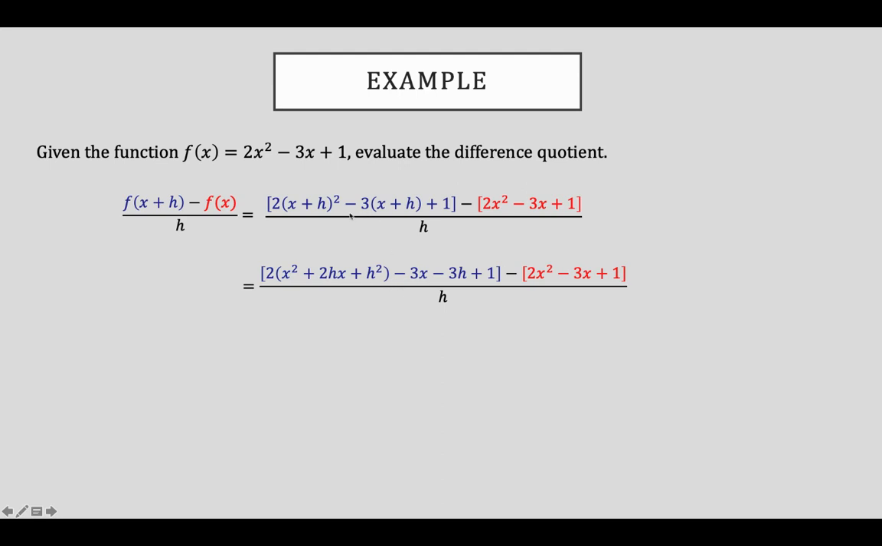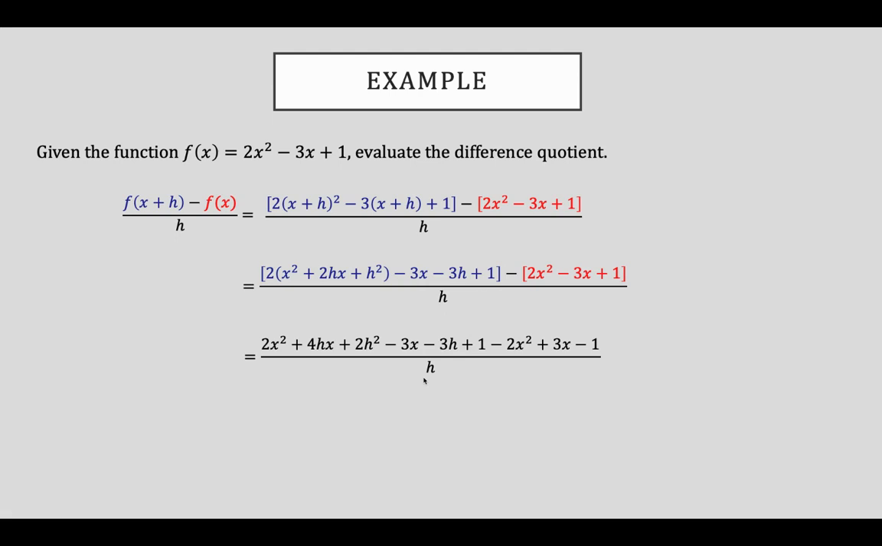We distribute the negative 3 in. That gives us minus 3x minus 3h plus 1 minus our original function f of x. We continue to do our algebra, distributing in this 2. That leaves us with 2x squared plus 4hx plus 2h squared minus 3x minus 3h plus 1. Distributing our negative through to each of the terms in the function f of x, we have a minus 2x squared plus 3x minus 1 all divided by h.